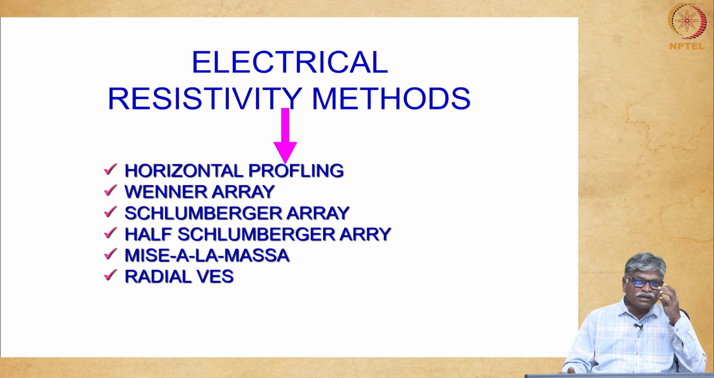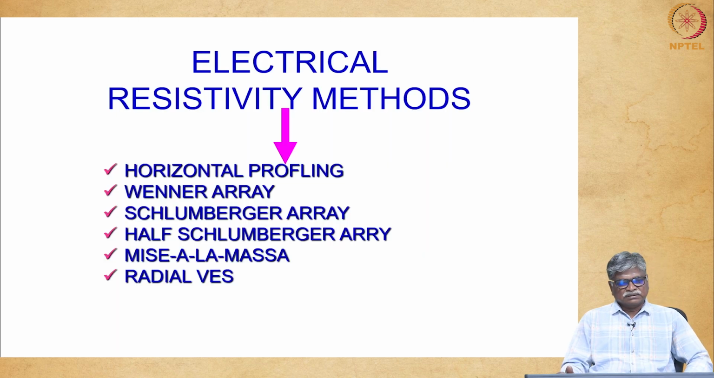Whatever I told you, these geophysical methods are the best tools for groundwater exploration, that is the electrical resistivity methods. There are many configurations: the Schlumberger configuration, Wenner configuration, and horizontal profiling, that is the radial electrical resistivity survey, the Schlumberger array, and radial VES.